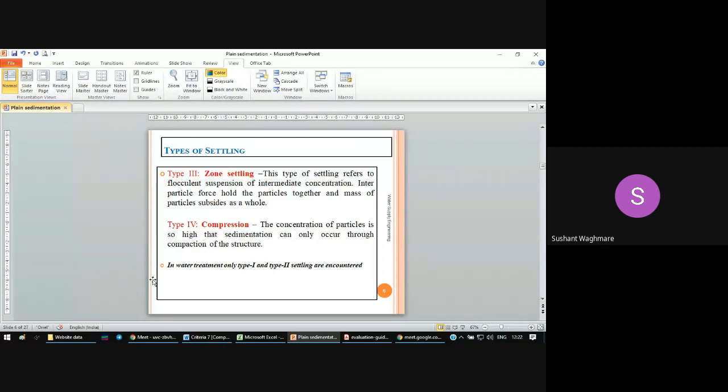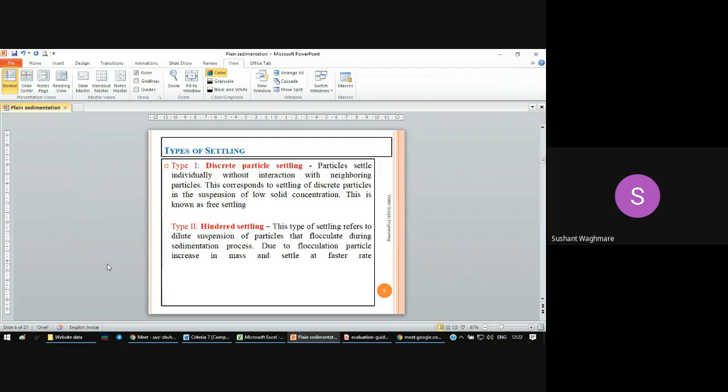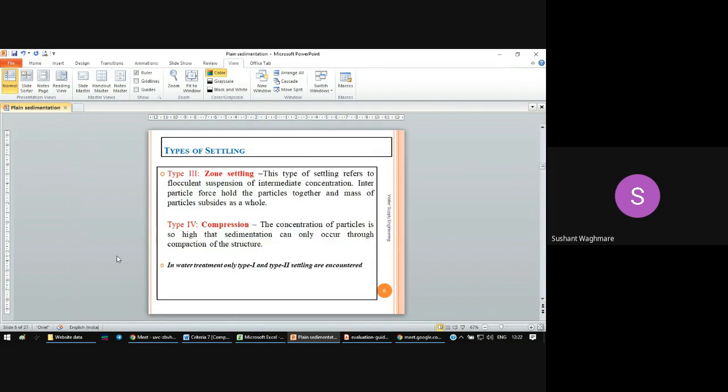In regular water treatment, and we are focusing on water treatment only, primarily type 1 and type 2, that is discrete particle settling and hindered settling, are the only two types of settling that occur. Zone settling and compression settling usually occur in wastewater treatment. So if you are treating wastewater, then we'll be looking at zone settling and compression settling.